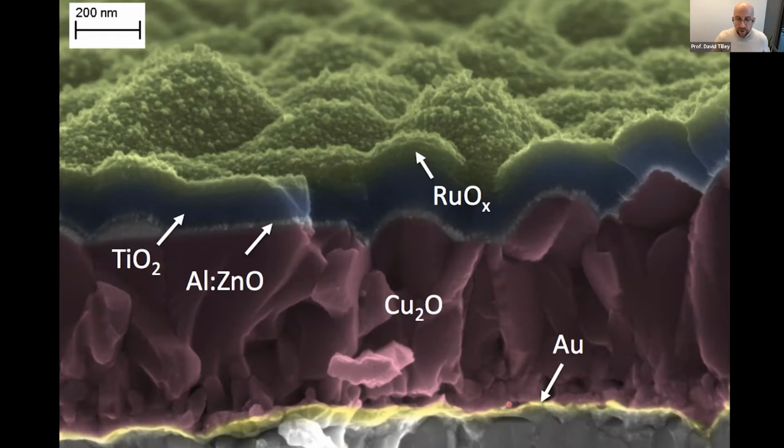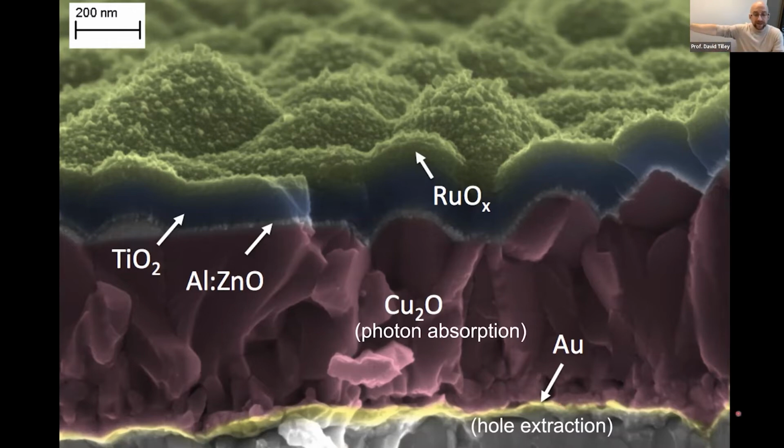So the Cu2O is there for photon absorption. The gold is there to extract the holes. We're going to shine light from the front and make electrons and holes. The holes are going to move around and eventually get to the back. And then the holes can be extracted out the back contact to the anode, where we'll do water oxidation.